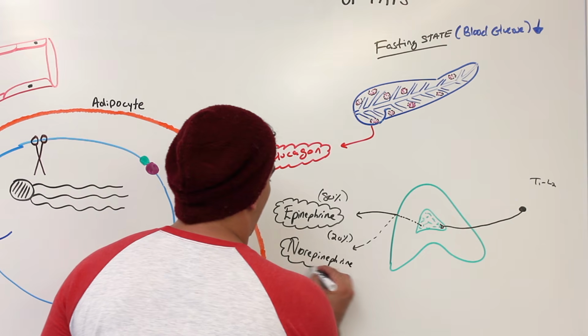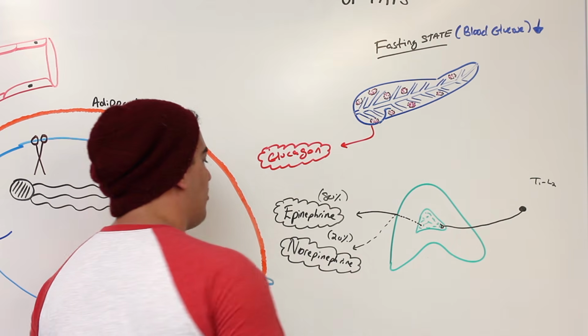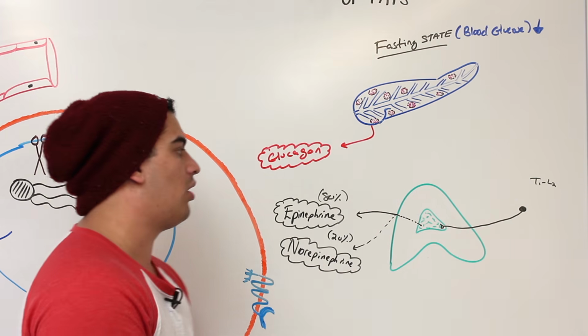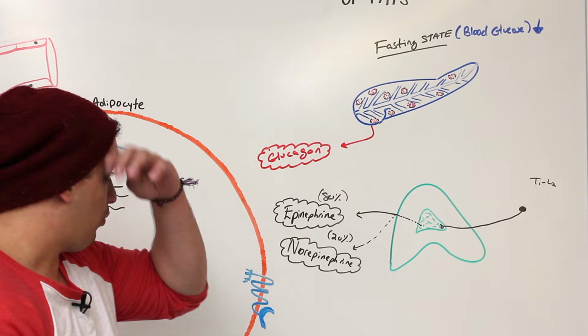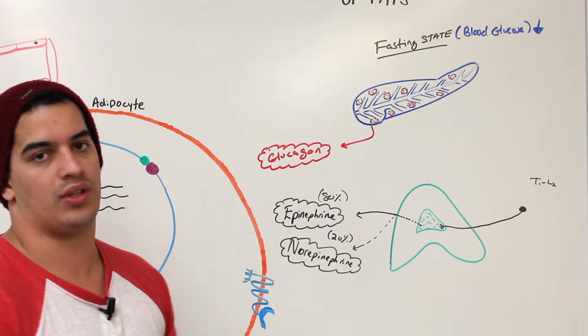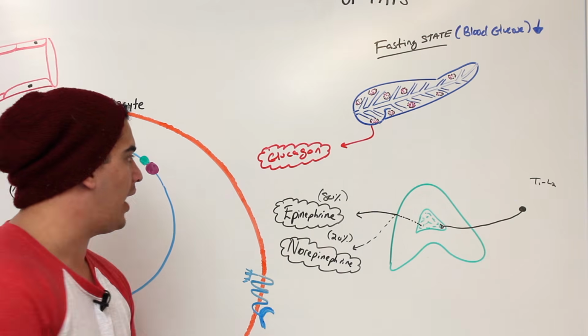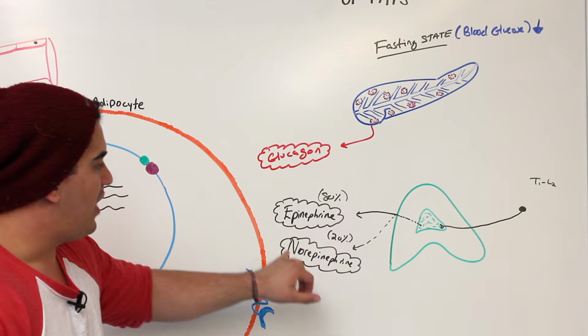Okay, so these are the main chemicals, but there are other molecules being released, like cortisol, thyroid hormone, growth hormone, and many other different types of hormones. We're going to focus on the 3 significant ones, the more important ones. Okay, so glucagon, epinephrine, and norepinephrine.